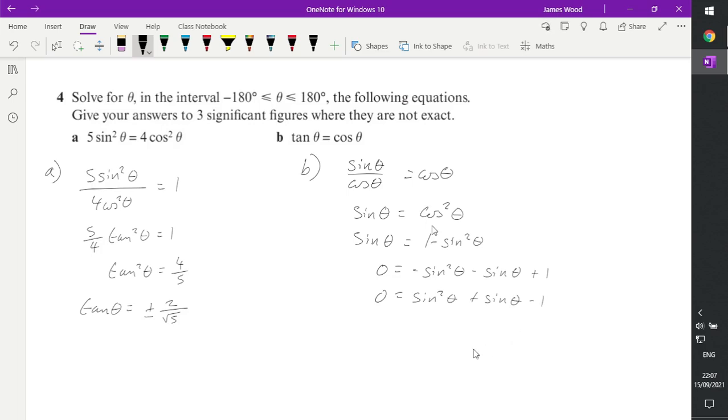Okay. If you solve that, you'll then get sine theta equals minus 1 plus root 5 over 2, or sine theta equals minus 1 minus root 5 over 2. And then you could solve those to find theta from there.